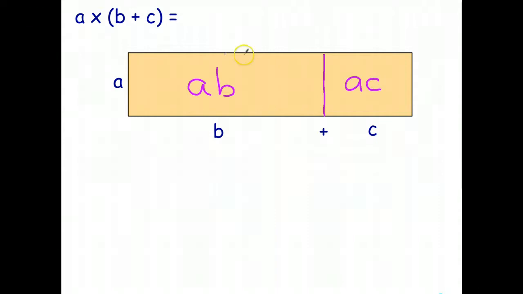And of course, to get the total area, we have to add the two areas together, and we end up with the expression AB plus AC. And writing that expression, A times in brackets B plus C, as AB plus AC is called expanding.